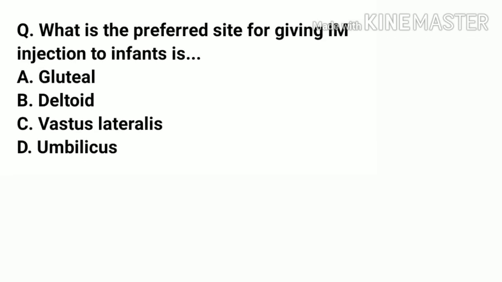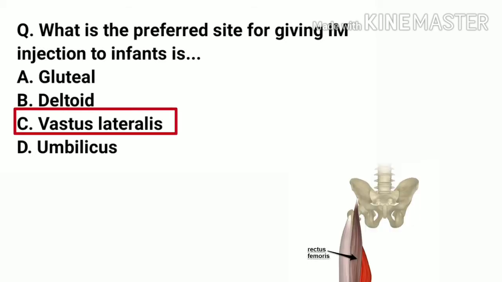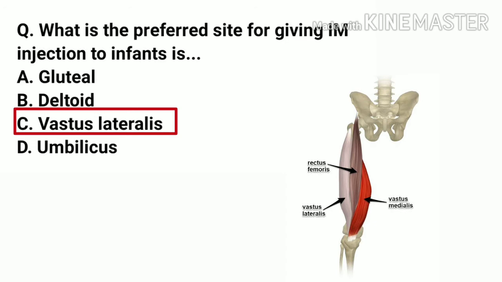What is the preferred site for giving IM injection to an infant? A. Gluteal, B. Deltoid, C. Vastus lateralis, D. Umbilicus. And the right answer is C. Vastus lateralis. The vastus lateralis muscle is located on the lateral side of the thigh.